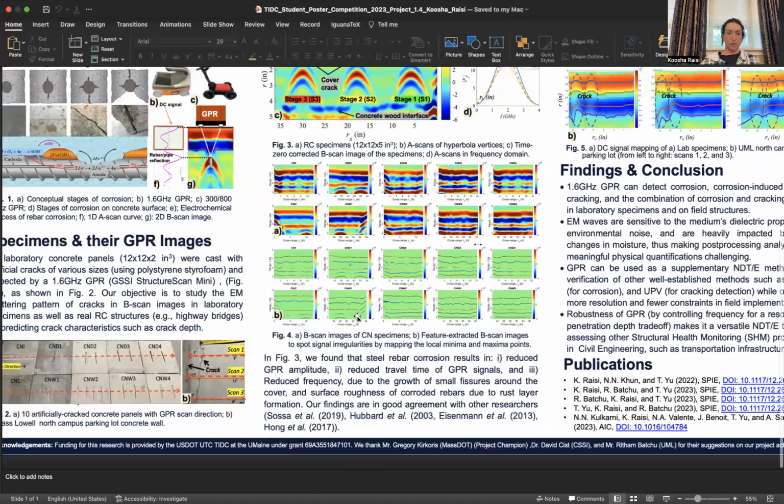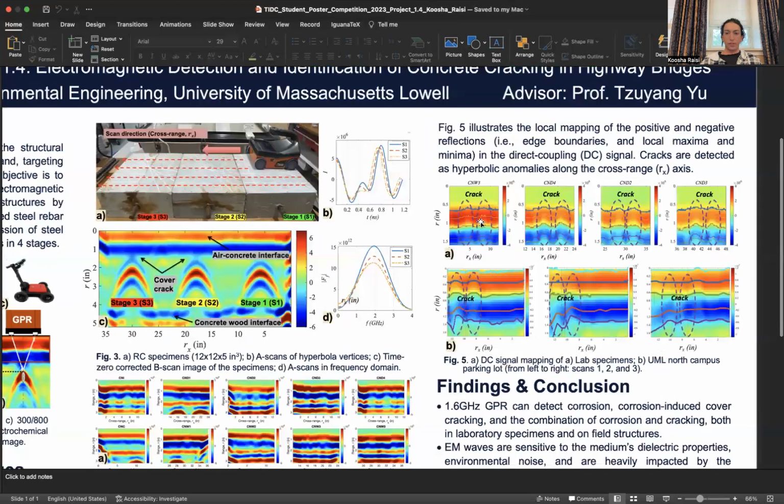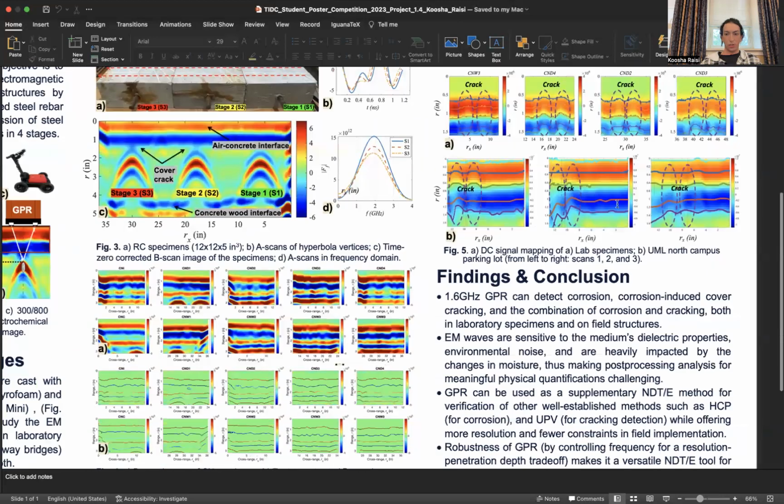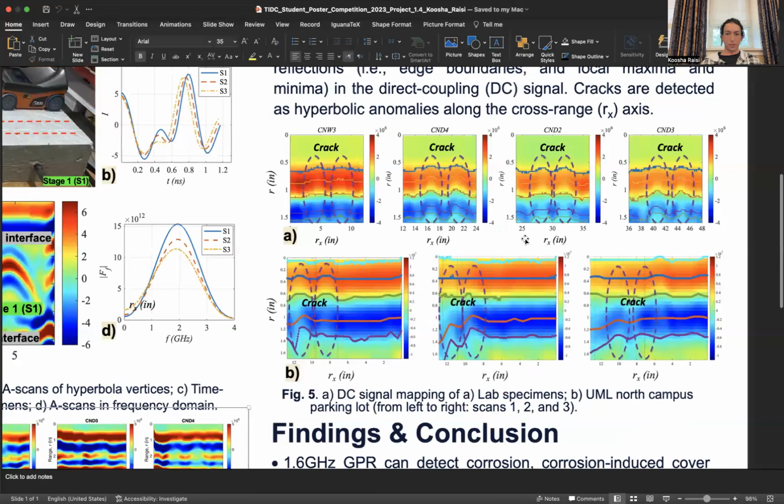So back to this one. As you can see, I truncated it, made it larger, and zoomed in on the direct coupling part, which is like this part, positive, negative, positive, negative. Direct coupling signal, because that represents what's happening on the surface.